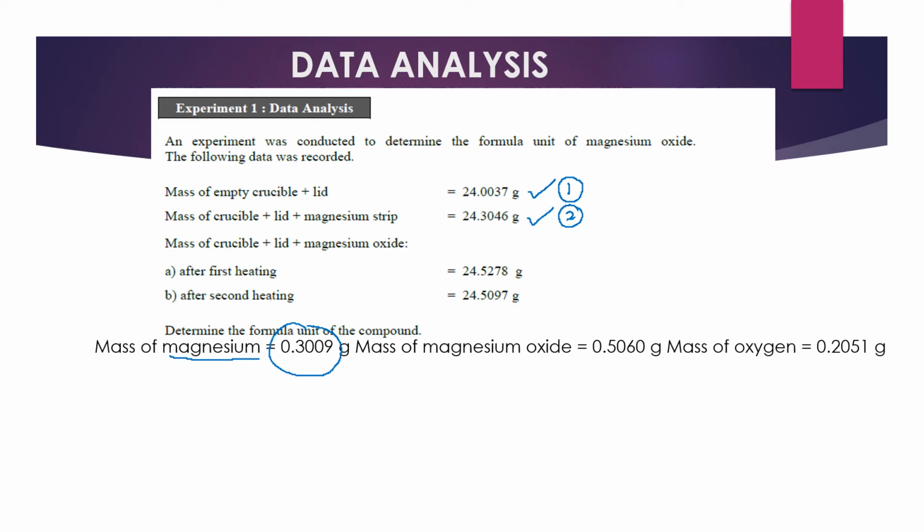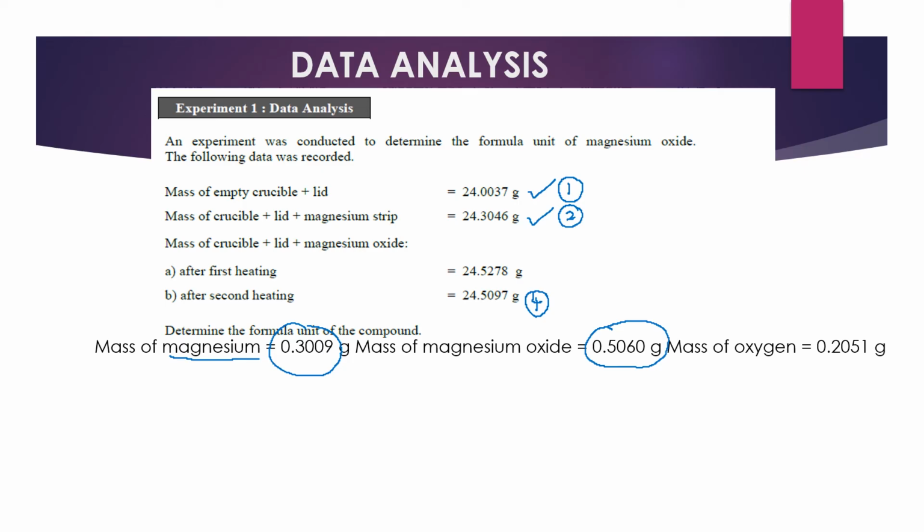The second one, you want to find the mass of magnesium oxide, 0.506. How? You must get the last heating value, which is here, number 4, minus the first value, number 1. So 4 minus 1, you get the mass of magnesium oxide. If you have the value of the third heating, you must take the value of the third heating minus number 1. You will get the mass of magnesium oxide.